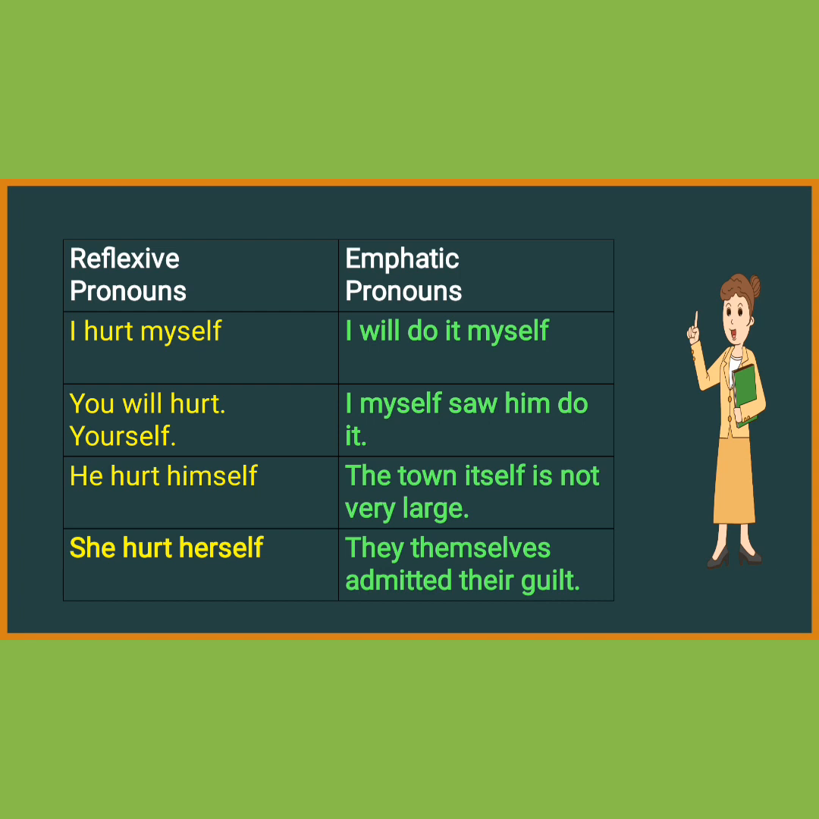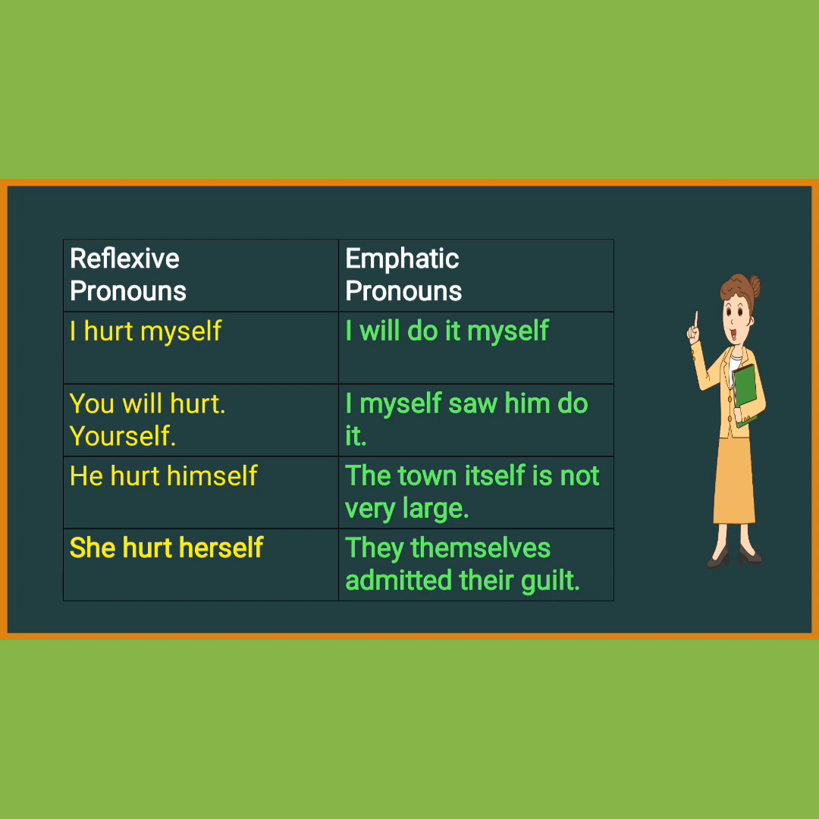Now, in an emphatic pronoun, I myself saw him do it. The pronoun will be placed immediately after your subject. I repeat, the pronoun will be placed immediately after your subject. I myself, what is your subject? I. And immediately you get your emphatic pronoun myself.